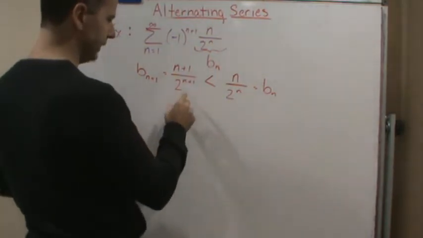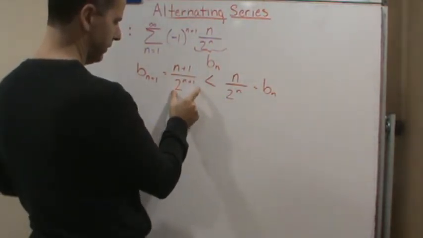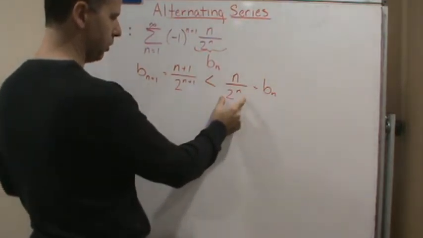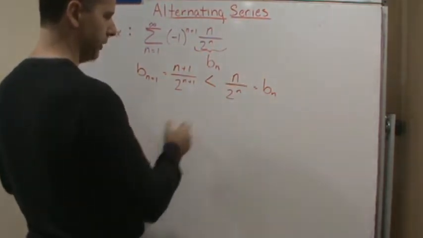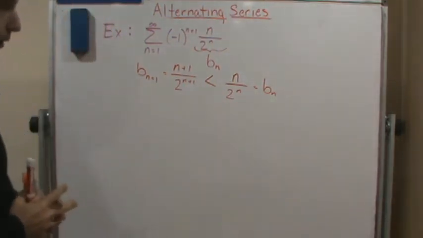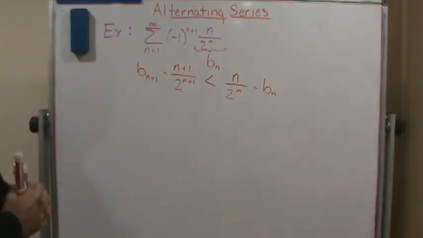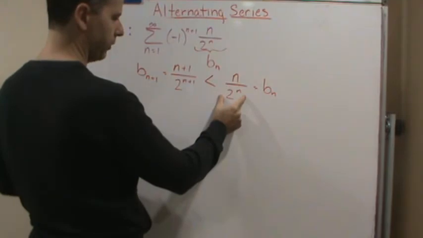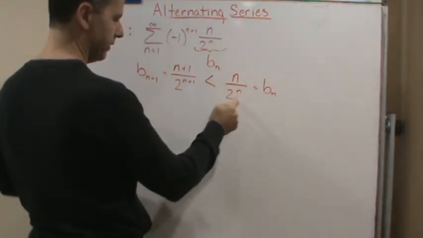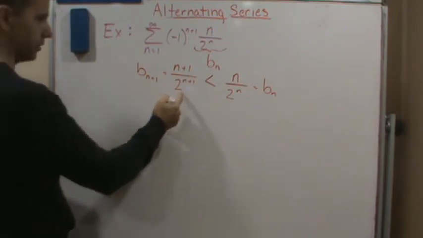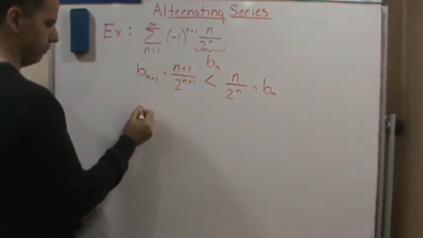Okay, now it's easy to see that this is growing faster than this term. So the bottom term is growing faster than the top term. This is growing linearly, this is growing exponentially. So it's easy to see that the limit of this thing is going to 0, and it is also true for all n greater than or equal to 1 that the terms are going to be less than the previous term, since these are all positive, right?